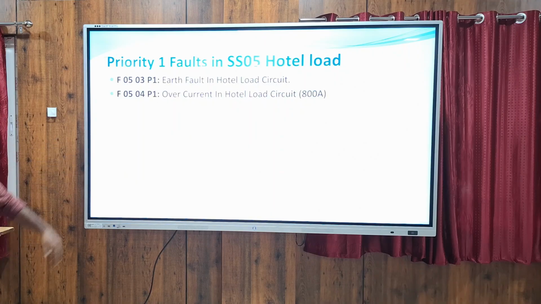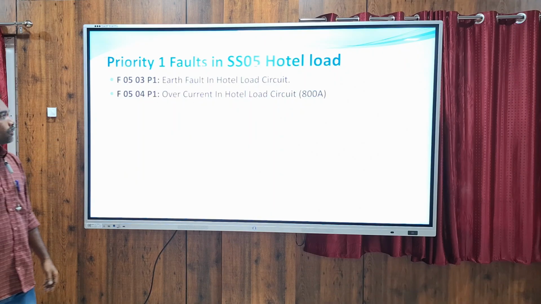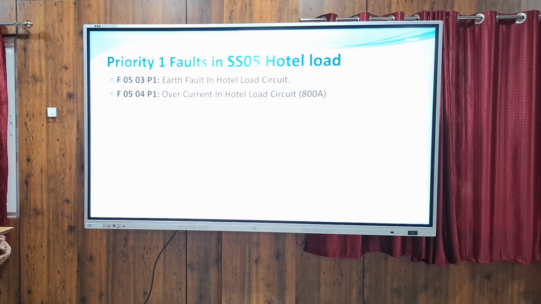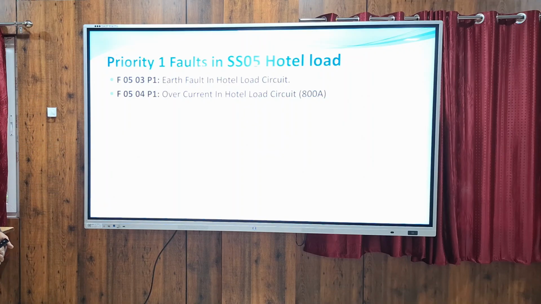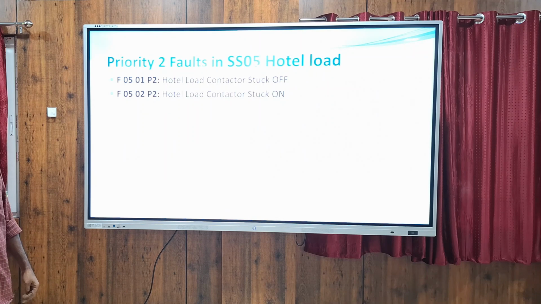Next one is overcurrent in hot load circuit. That limit is 800 ampere. There is a CT outside the hot load input winding, monitored by SR. If it finds the current is more than 800 ampere, this fault will come. Then priority 2 faults, hot load contactor stuck on.